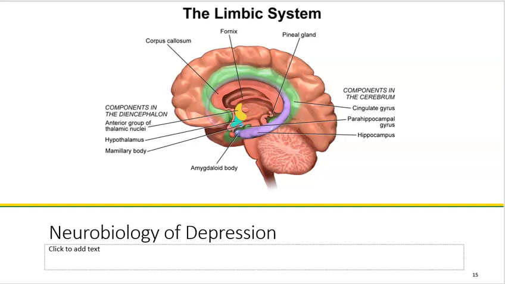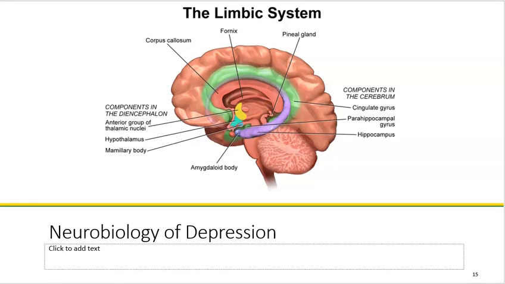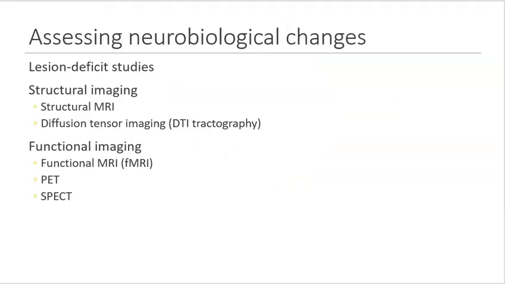There's a nice image on this slide that's pointing out some of the areas involved in the limbic system. Obviously, depending on who you talk to, they might refer to different parts of the brain as the limbic system, but there are definitely some very common ones. The most common or largest areas we'll talk about will be the thalamus, the hypothalamus, and the amygdala. But all these other areas will also be very important to us. So let's get into how we can assess neurobiological changes.